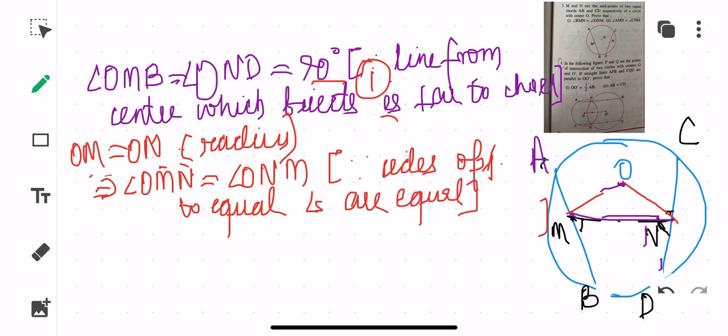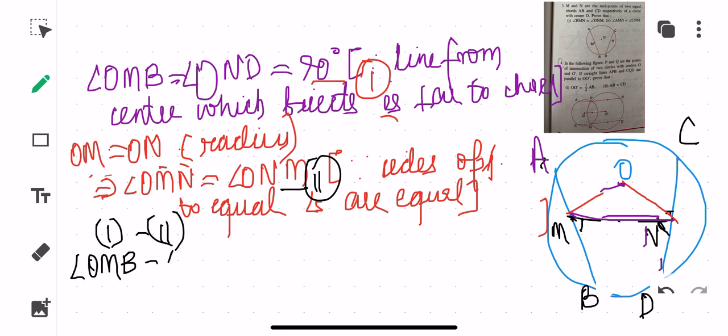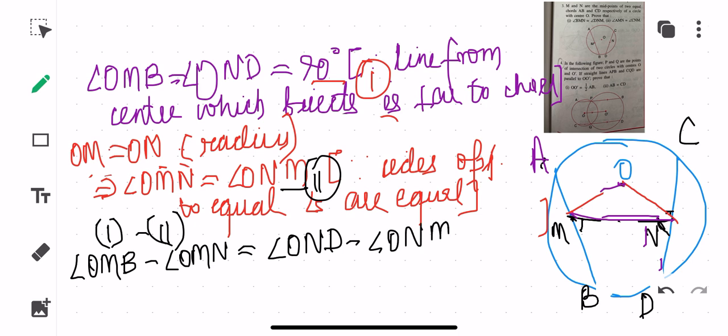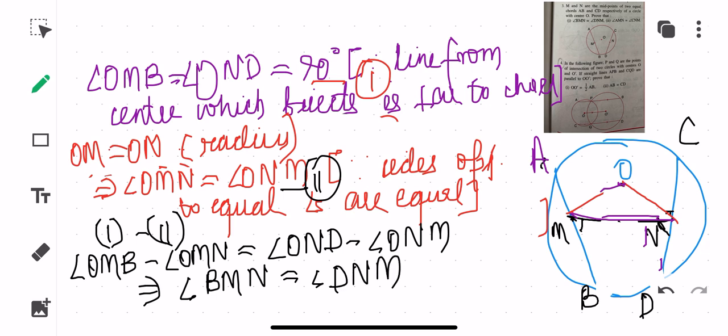Now this particular one you are going to take as equation number 2, and now you will be doing 1 minus 2, which is equal to angle OMB minus angle OMN is equal to angle OND minus angle ONM. So this implies what, children? This will be implying that OMB minus OMN, which is angle BMN, is equal to angle DNM. So this is the smallest proof that is possible.